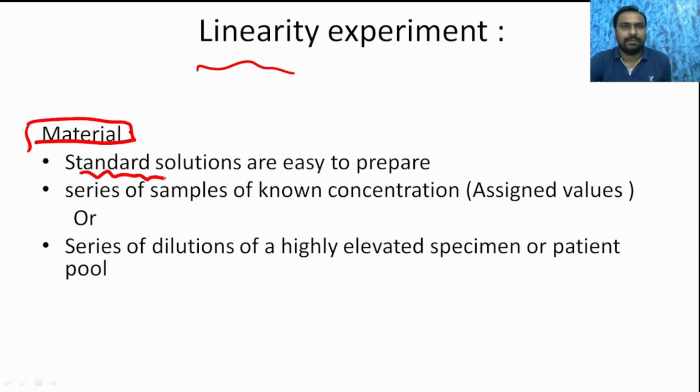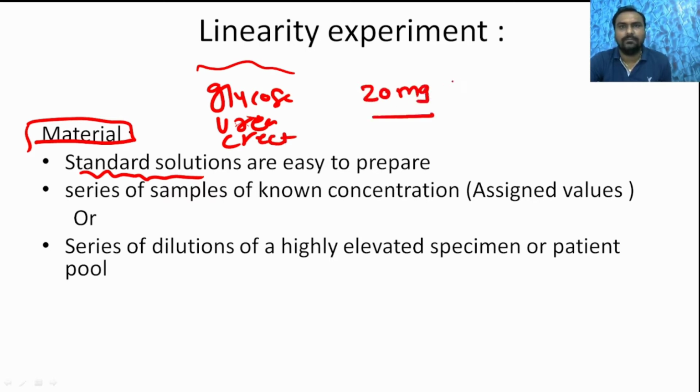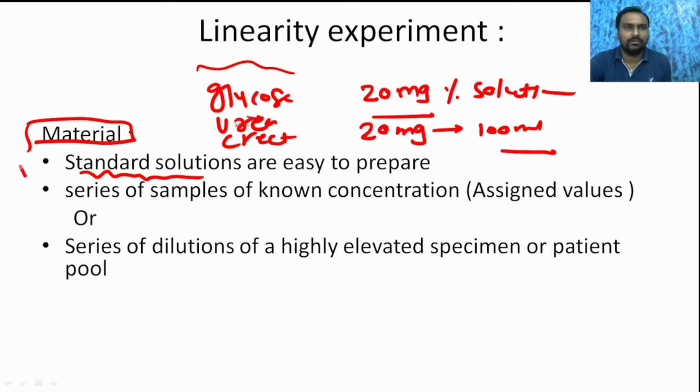We can prepare a standard solution, like a standard solution of glucose or urea or creatinine. Suppose we want to make a 20 milligram percent solution. We will add 20 milligram of creatinine powder in 100 ml of solution. That will be our standard solution.